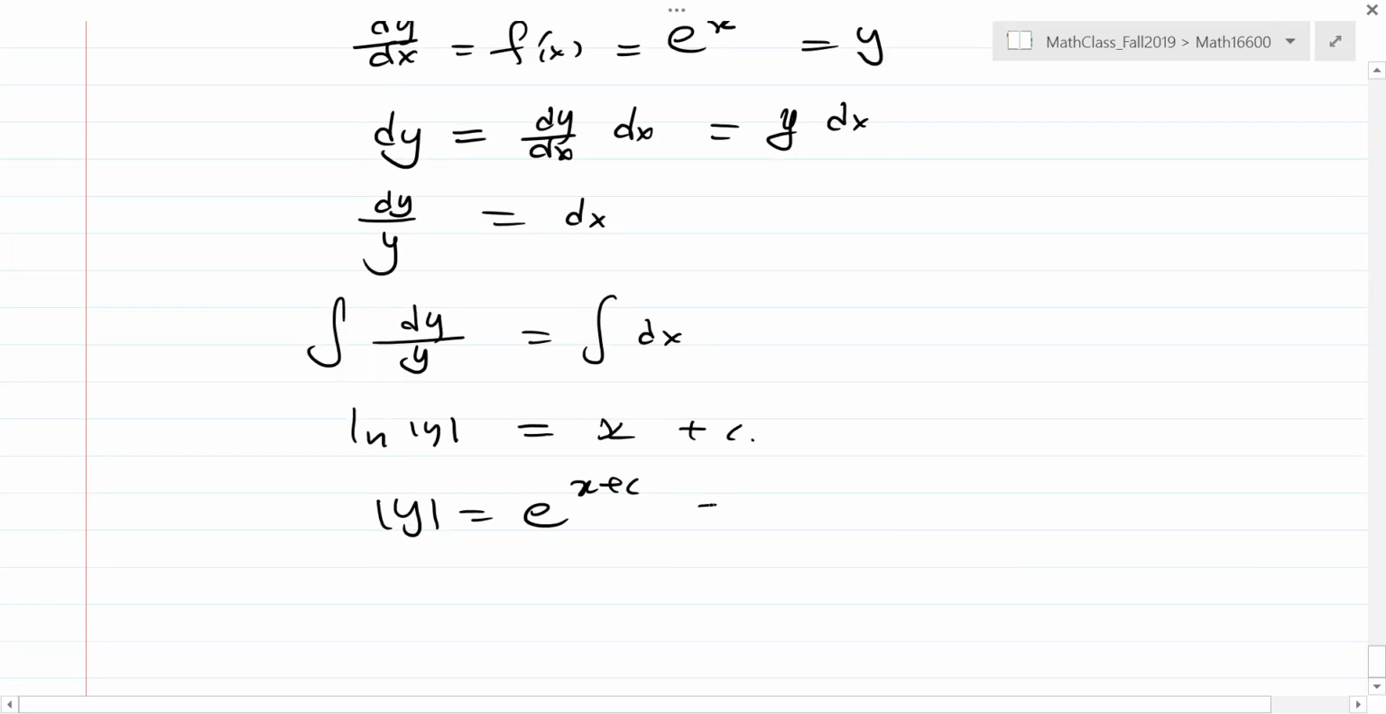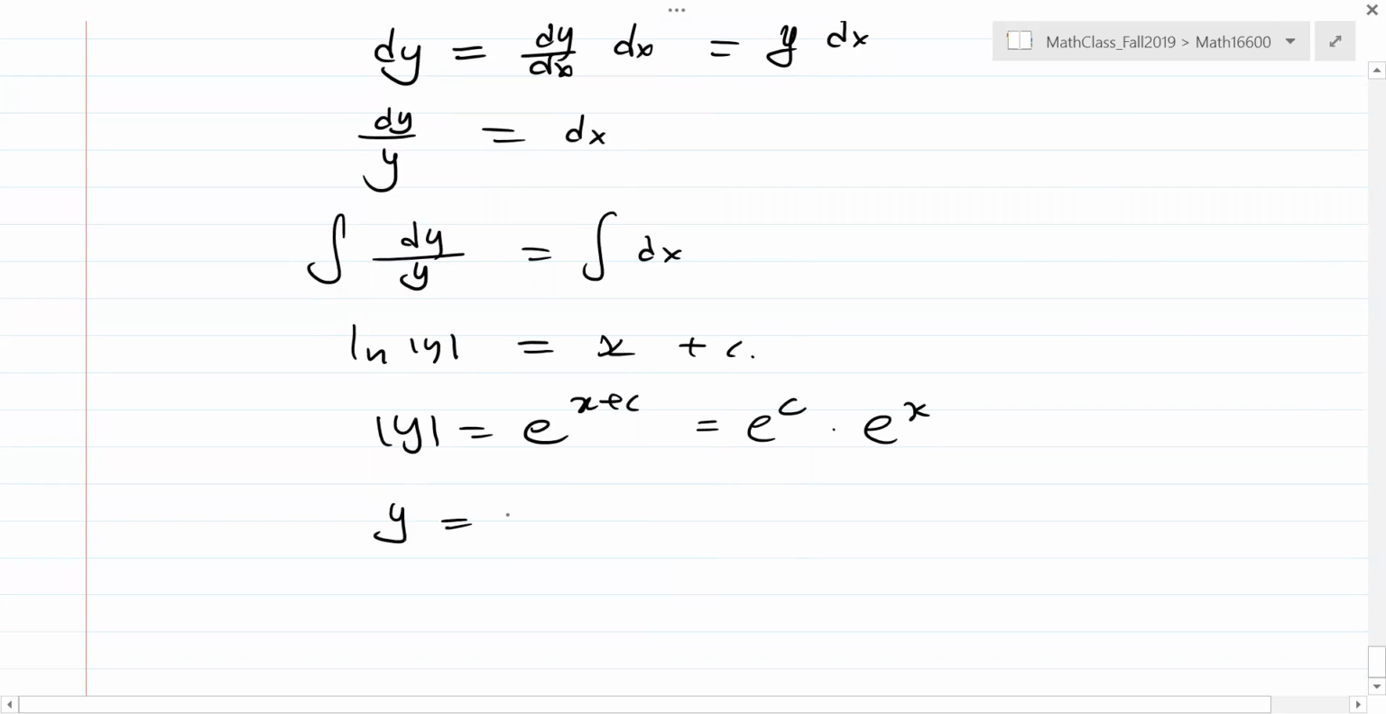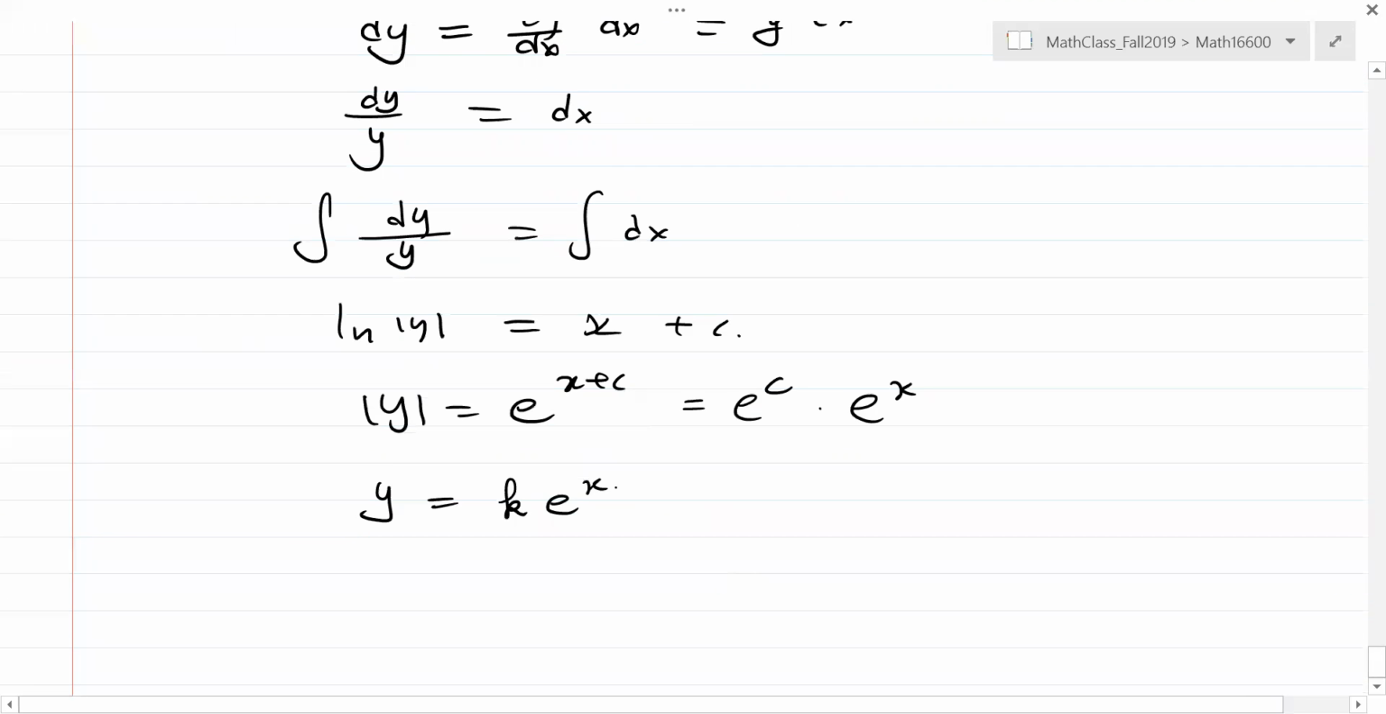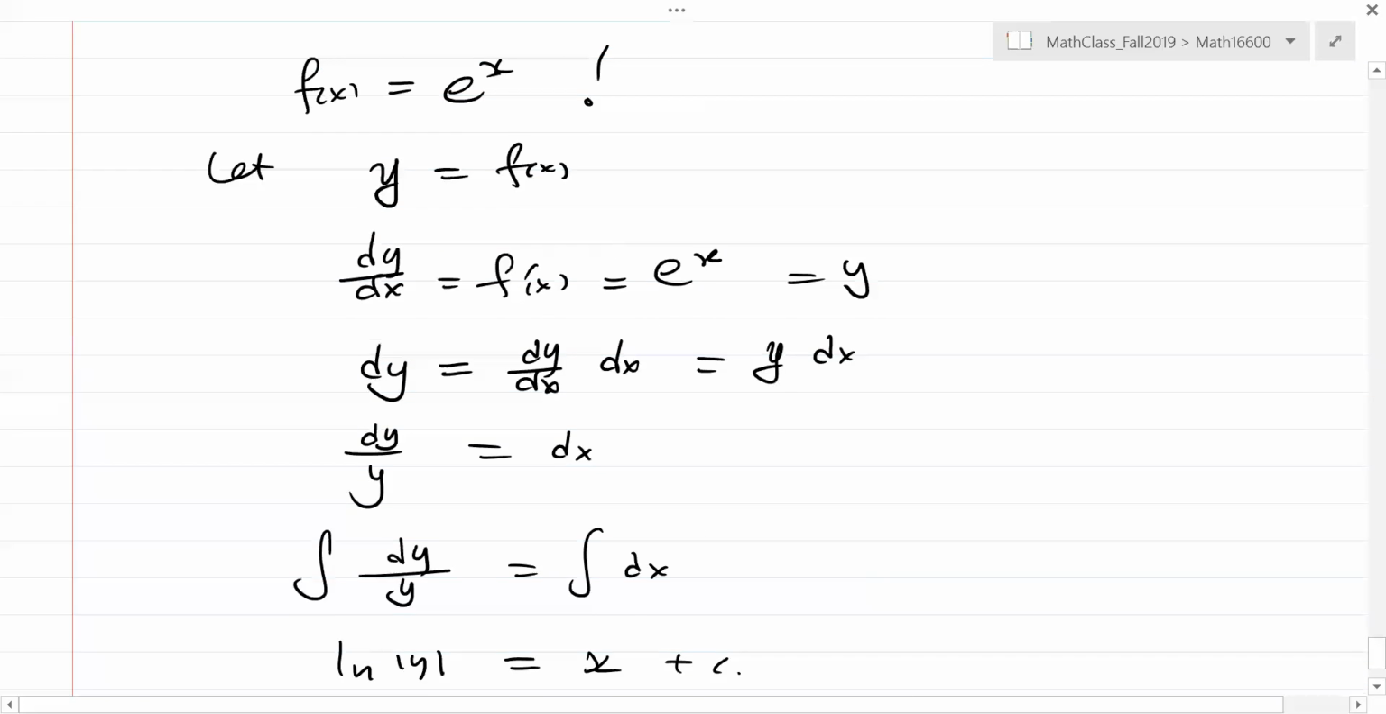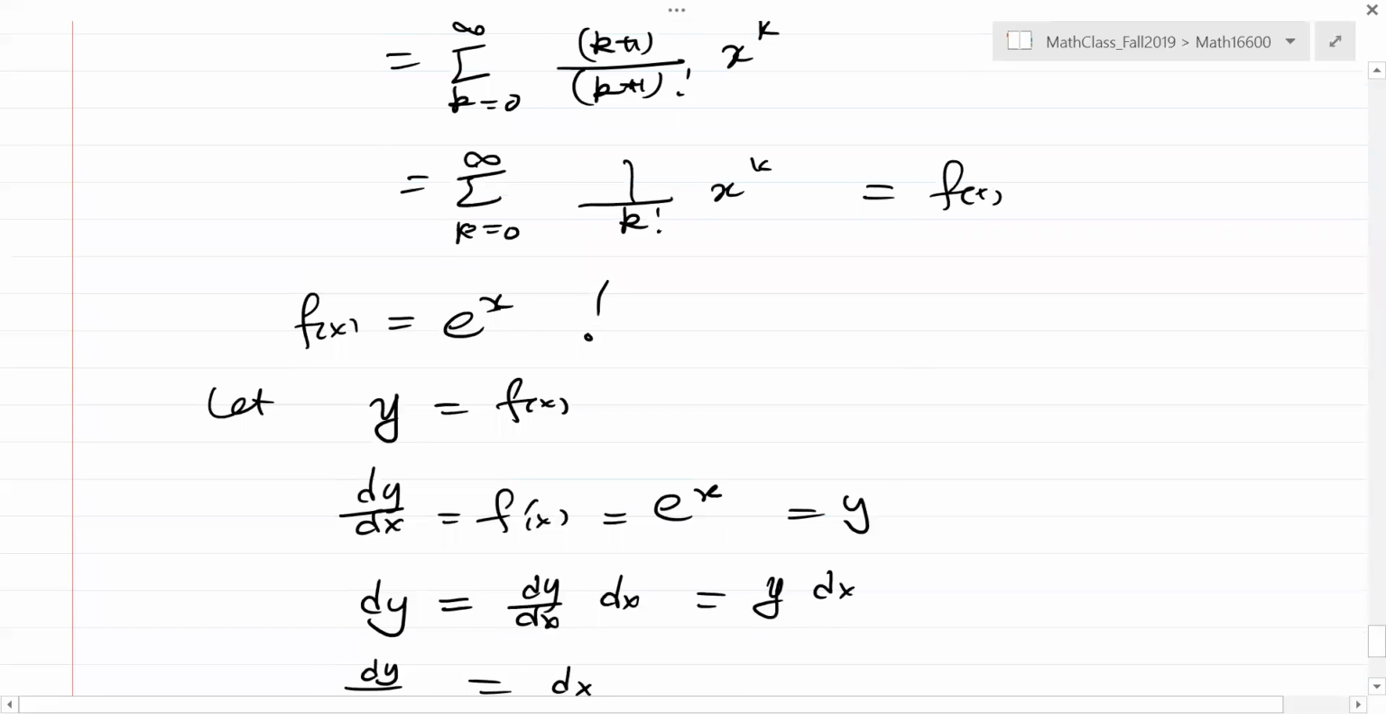And it is going to be e to the c times e to the x, some constant. So y should be plus or minus that constant times e to the x. Any function in this form has the property that its derivative is going to be itself. So y must be a constant times e to the x, depending on the initial value.